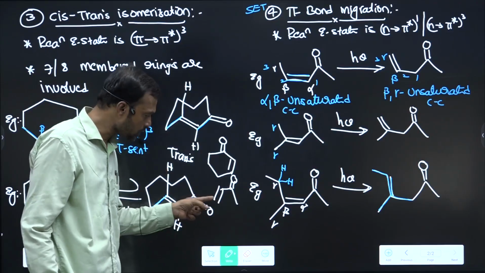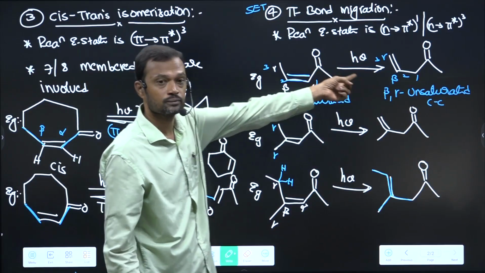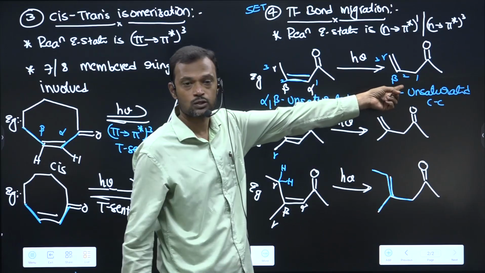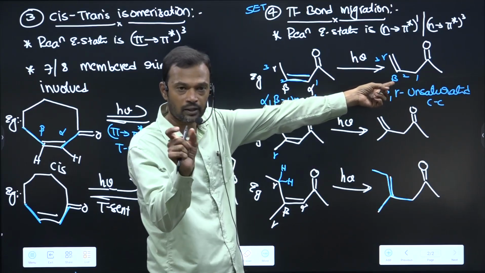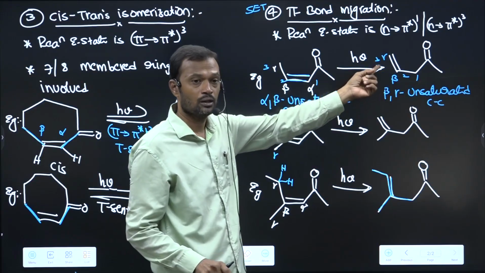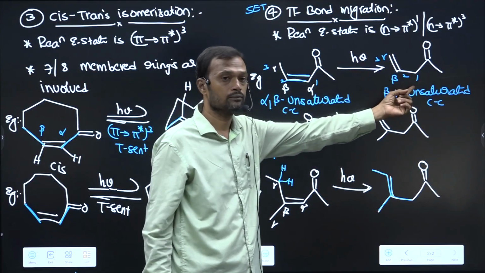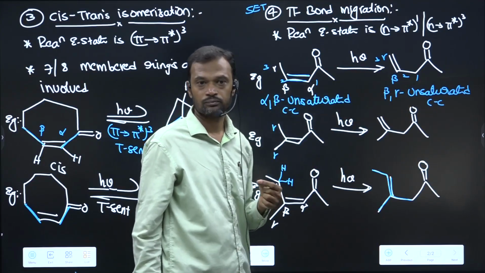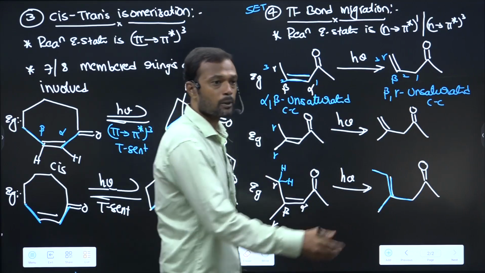Otherwise, if any gamma carbon is given here, then your answer is this. Only one answer. The double bond migrates temporarily from one position to another position, and the lifetime is not very high. It is a temporary effect. Okay? This is not permanent.